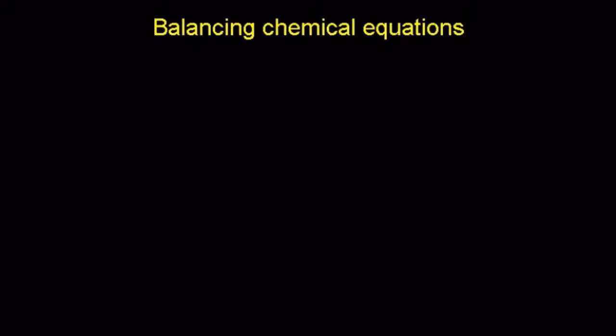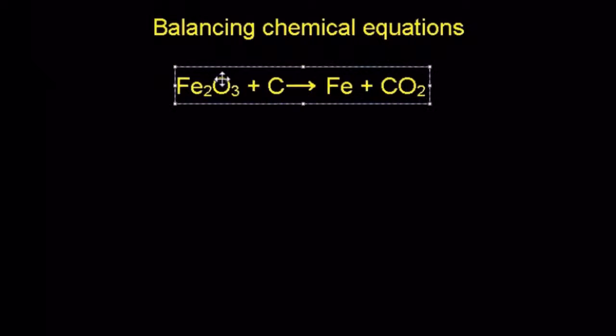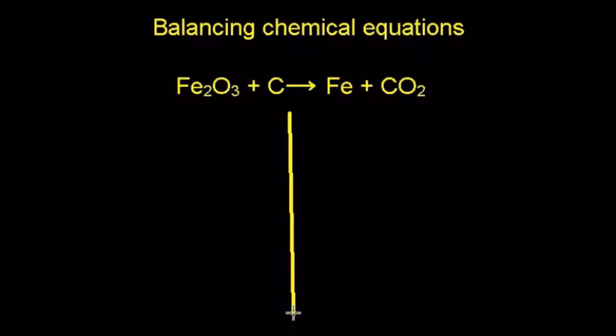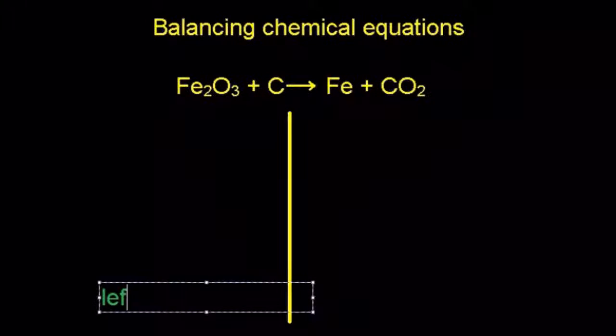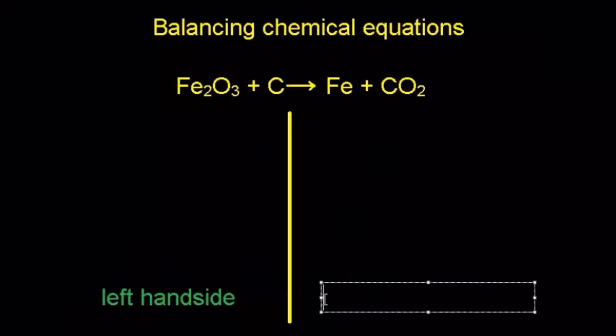Balancing chemical equations. In this video we try to balance a simple chemical equation. Fe2O3 plus C react to become Fe plus CO2. First divide the equation in reactants, left hand side, and products, right hand side, and identify the elements.